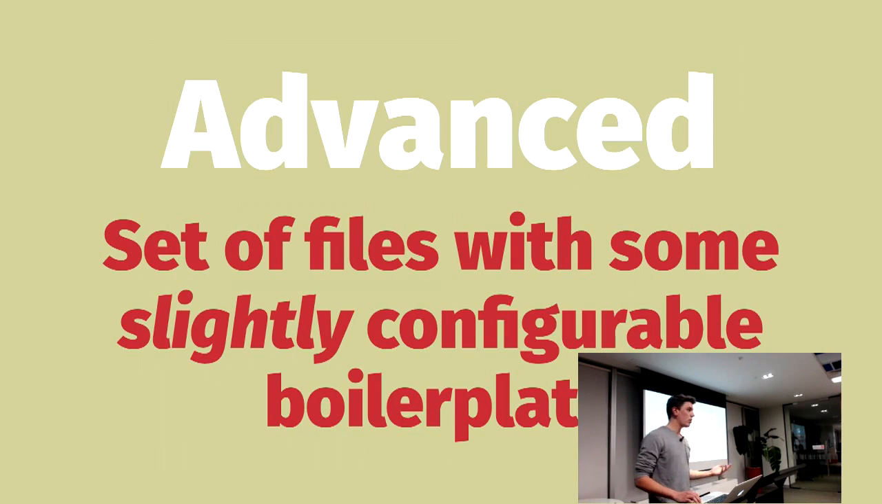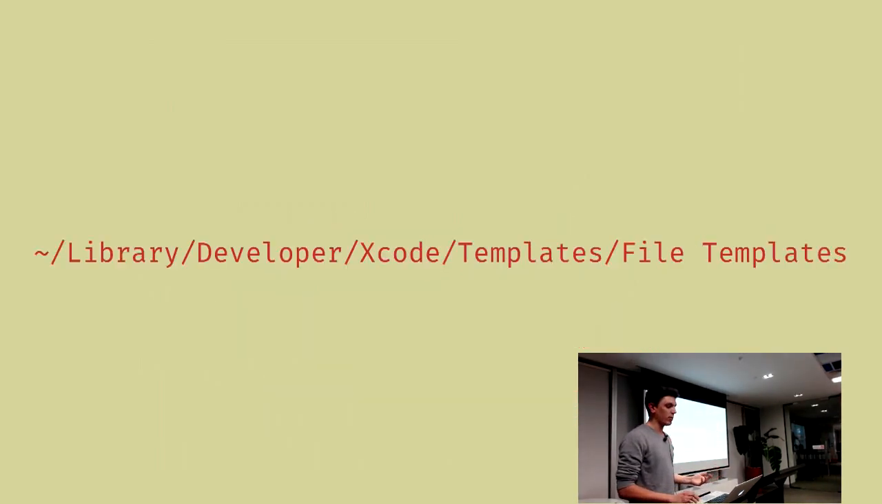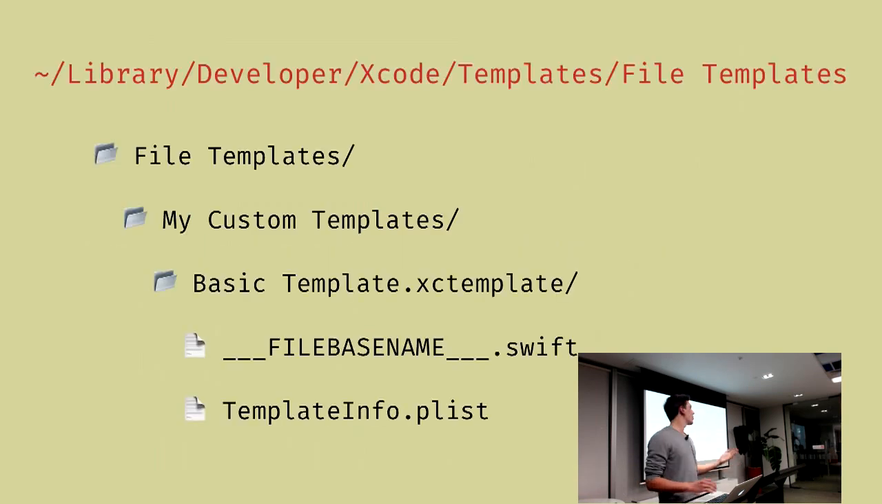And so you could slightly configure the boilerplate that you get. So let's see, how do you get started with that? That's the location where you start. If you want to create an Xcode file template, you need to tell Xcode where to look for Xcode templates, and that's the location where Xcode would look. And inside that file templates folder, you can create your own grouping, and then in your grouping, you can put as many templates as you want. So here, again, very good namings: my custom templates, and a basic template.